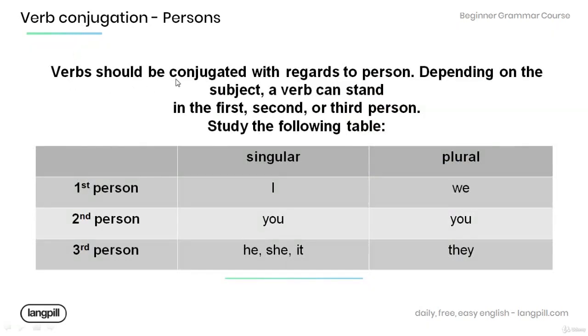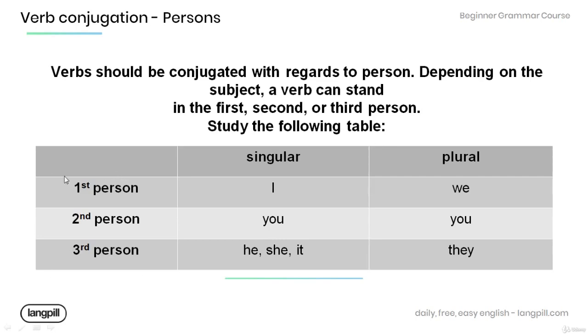Remember, the verbs should be conjugated with regards to person. Depending on the subject, a verb can stand in the first, second, or third person. Now let's have a look at the table below.